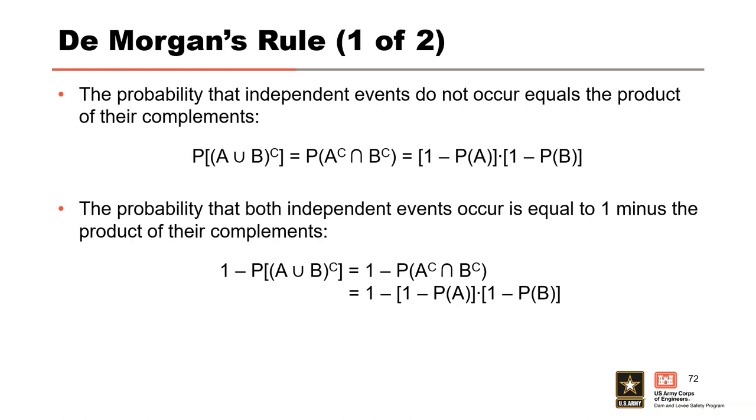Now that I have the probability of neither event occurring, I can take 1 minus that product to get the probability of either event A or event B occurring. This is the union of events A and B. So the probability that both independent events occur is equal to 1 minus the product of their complements. The next slide will give a good illustration of this process.